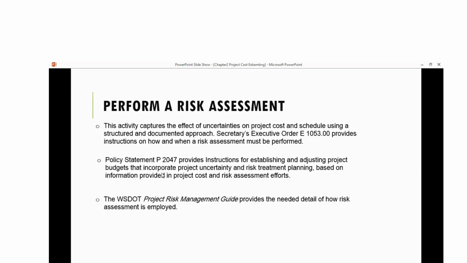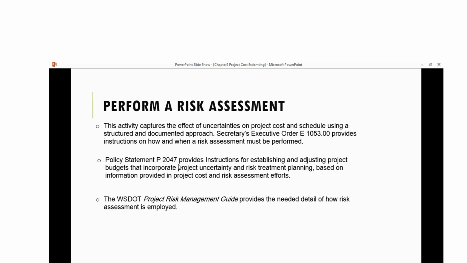Policy statement P2407 is another example. It gives you a structure on how to deal with that risk and how to treat it, right? So the WSDOT Project Management Risk Guide provides the details of all the assessment rules. So the WSDOT, which is the Washington State Department of Transportation, they use the policy statement P2407.